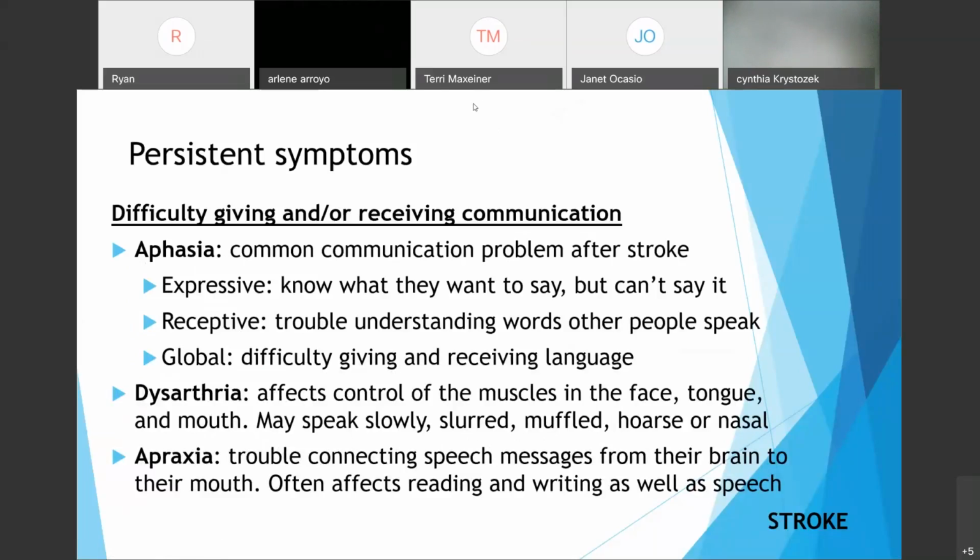Neurologists will get very detailed into what exactly is the nature.